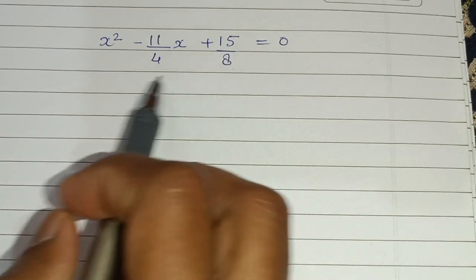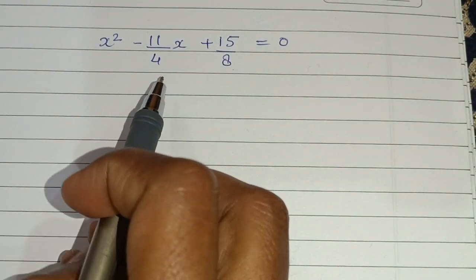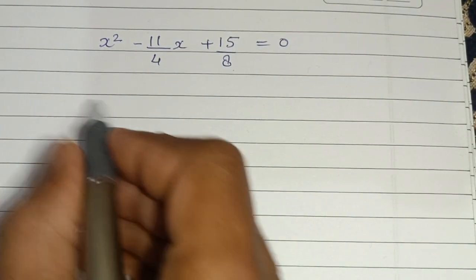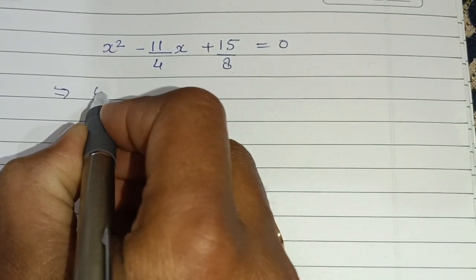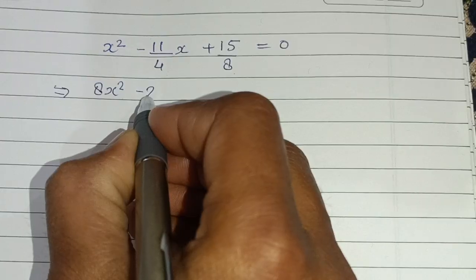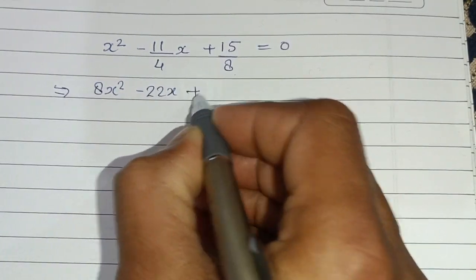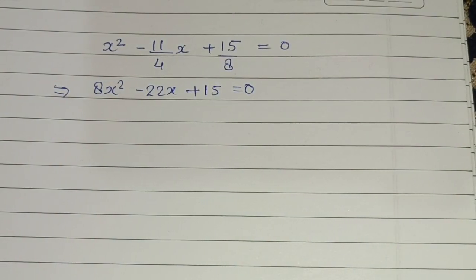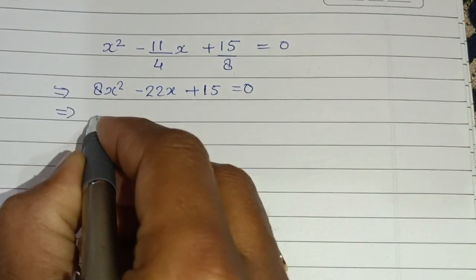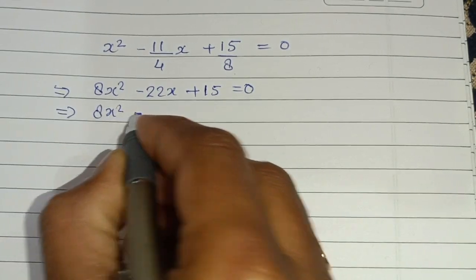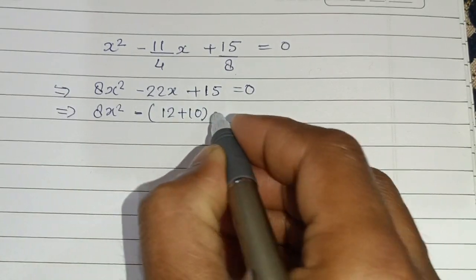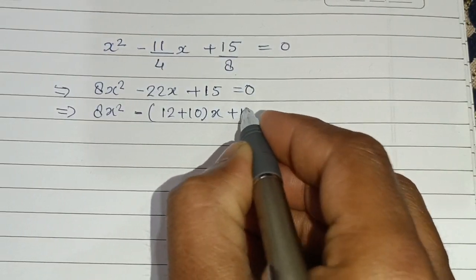अब देखिए क्या करेंगे. This is a very important question. We will multiply by 8 in both sides. So what we will get? We will get that is 8x square, that is 22x, and that is 15 is equal to 0. So we can write this equation like this: 8x square 12 plus 10 x plus 15.